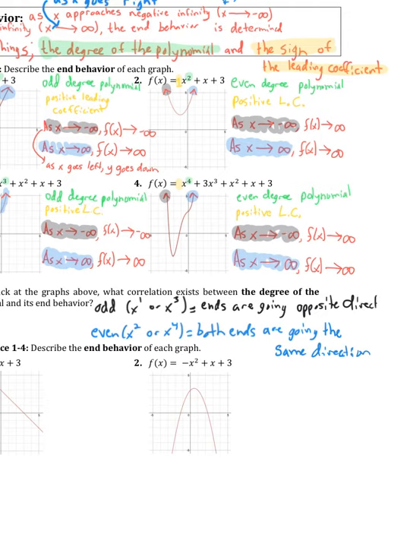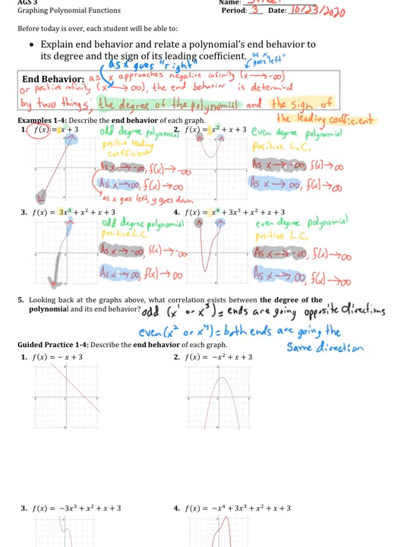One of them was going down, one of them was going up. All right, one end going down, one end going up. That's what we should see on problems 1 and 3. Okay.